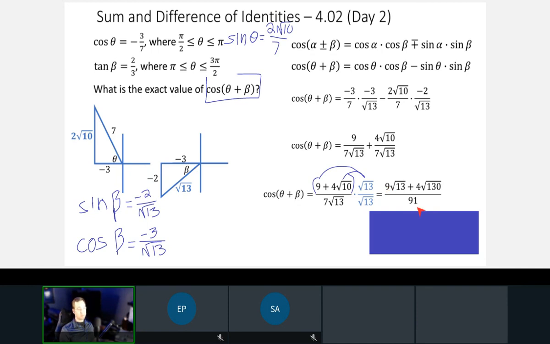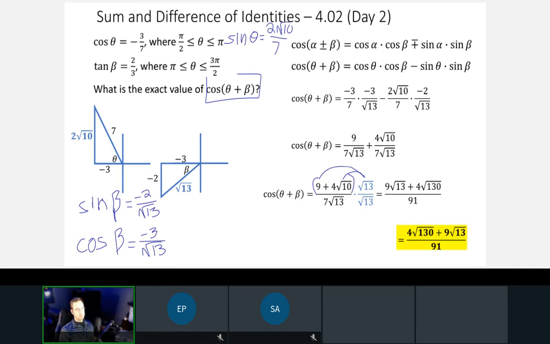So it's all or nothing. So keep that in mind. And then the final answer, I think I rewrote this. I did. So I put the rad 130 first, only because it's bigger than 13. And I think that's how your test wants it too. I believe in your test it's like a drag and drop, so they just swap those two. It means the same thing. So get your 4 rad 130 plus 9 rad 13 all over 91, and we're done.